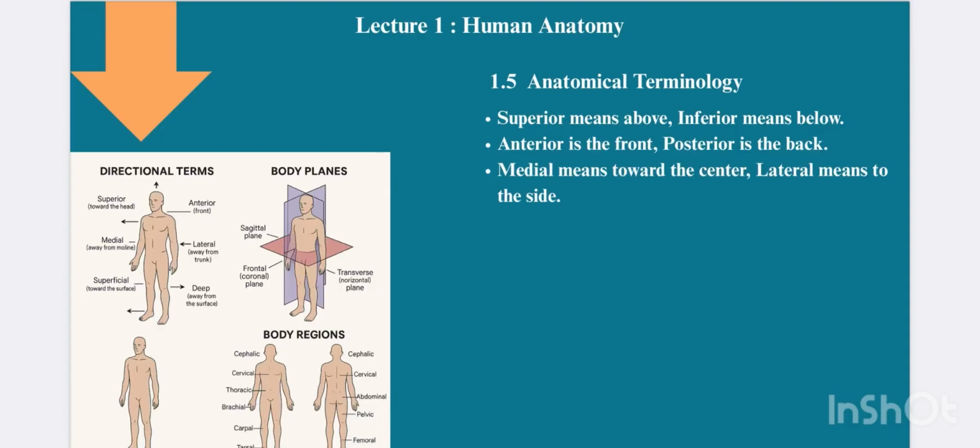Then anatomical terminology. To describe the body clearly, we use specific terms like superior means above, inferior means below, anterior is the front, posterior is the back, medial means towards the center, lateral means to the side. You can refer to all the images in the video.